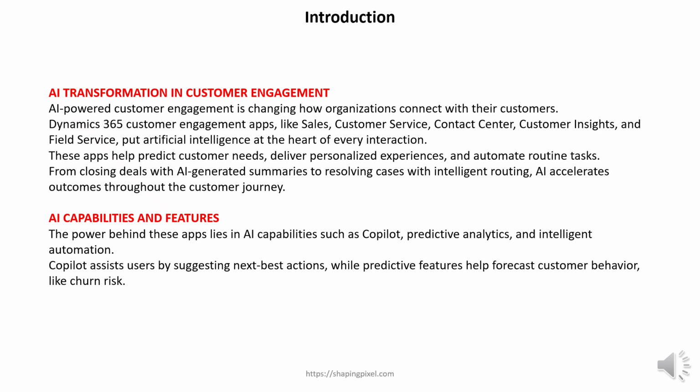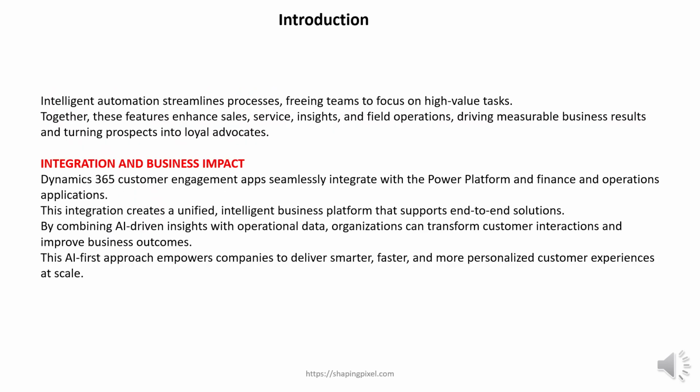The power behind these apps lies in AI capabilities, such as Copilot, predictive analytics, and intelligent automation. Copilot assists users by suggesting next best actions, while predictive features help forecast customer behavior, like churn risk. Intelligent automation streamlines processes, freeing teams to focus on high-value tasks. Together, these features enhance sales, service, insights, and field operations, driving measurable business results and turning prospects into loyal advocates.